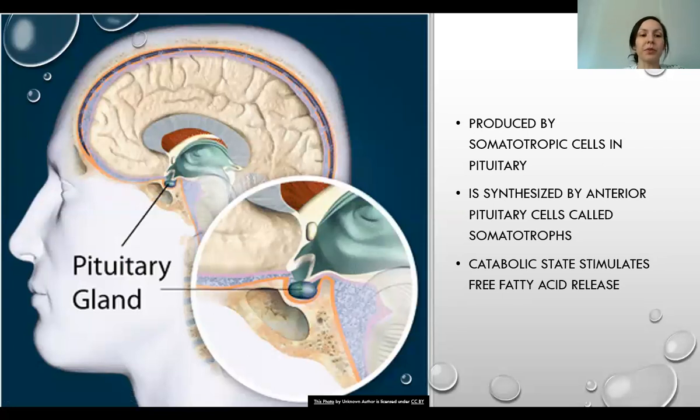So, growth hormone is produced in growth stimulating somatotropin cells in the pituitary gland. The pituitary gland is at the base of the brain, shown on this picture to the left. It is synthesized by anterior pituitary cells called somatotrophs. If a person is fasting or experiencing another catabolic state, GH will stimulate the release of free fatty acids. This will alter the glucose and protein, then further will affect glycogen source.